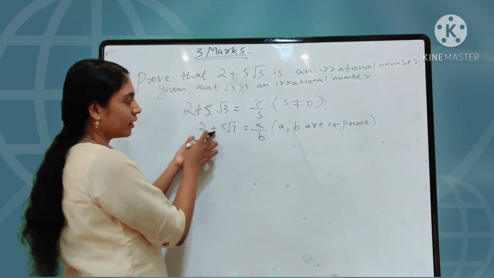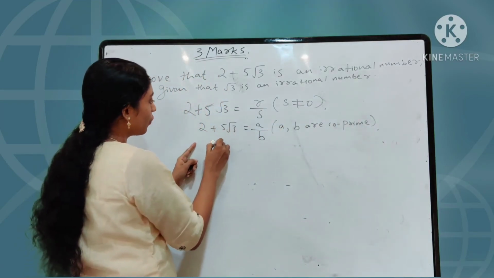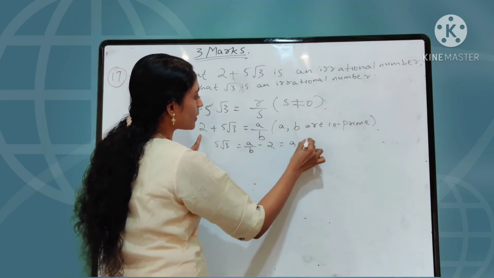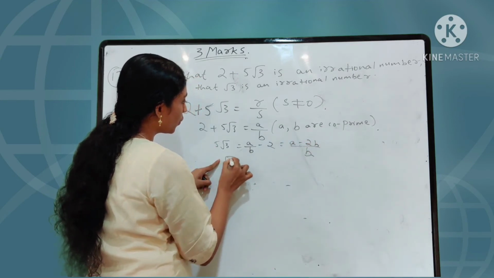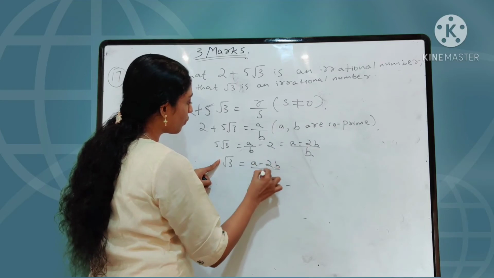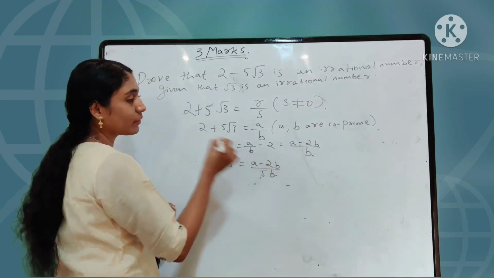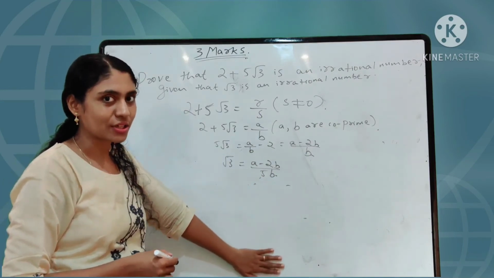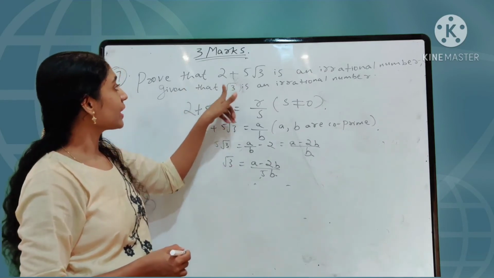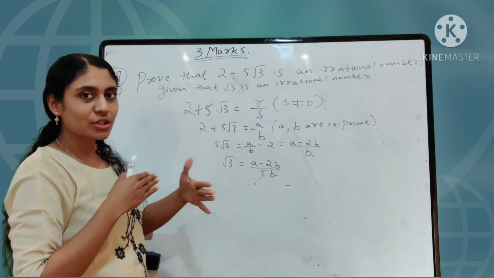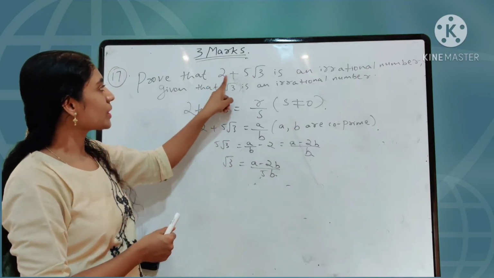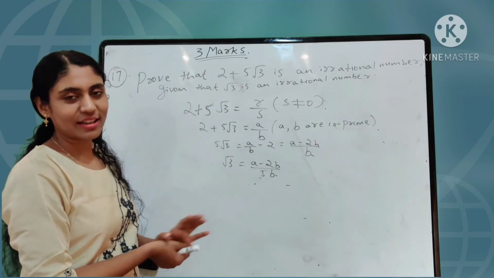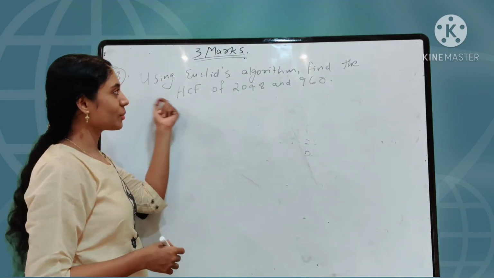Now from here we get the value of root 3, right? So 5 root 3 is equal to a/b minus 2, moving 2 to the other side, so we get (a - 2b)/b. Now root 3 is equal to (a - 2b)/5b, right? Here a, b, 2, 5 are integers and it is of the form p/q, so we can say that (a - 2b)/5b is rational. Therefore root 3 is rational, but it is given that root 3 is an irrational number. So this contradiction has arisen because of our incorrect assumption that 2 + 5 root 3 is rational. Therefore we can conclude that 2 + 5 root 3 is irrational. Hence proved.